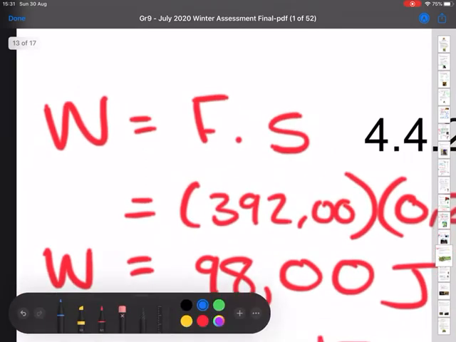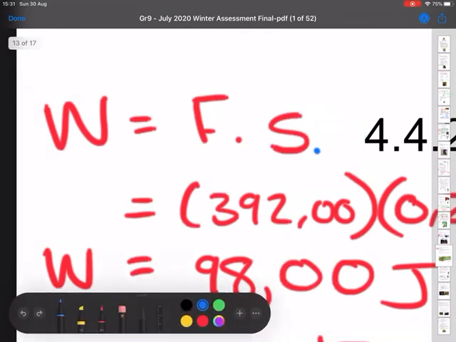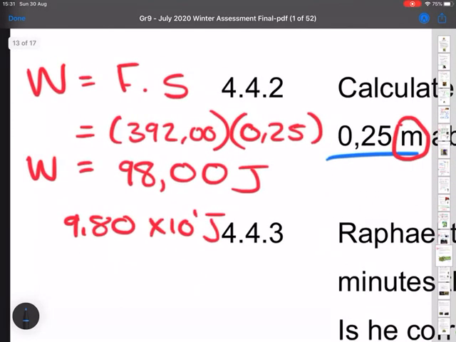Do you see time in this equation? Is it first force times distance times time? No. And this was the same type of question that was in your controlled task for term 2. So the formula for work is equal to force times distance. Work does not depend on time.